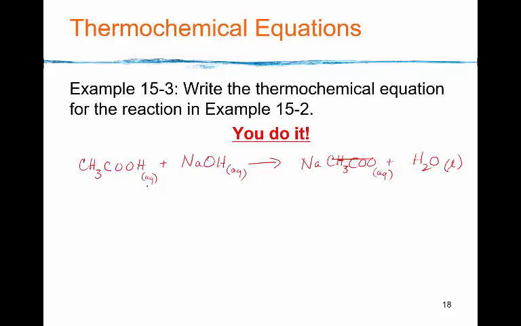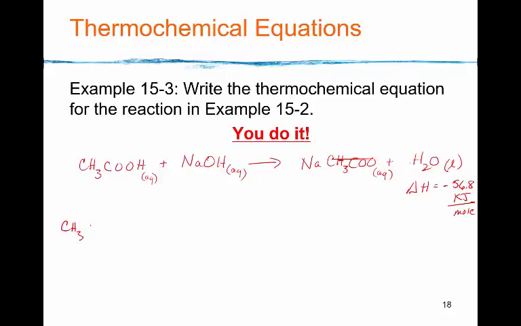Now, what else do I need to be able to write on here for it to actually be a thermochemical equation? I need to add the energy. And the energy for this particular equation was a negative 56.8 kilojoules per mole. Now remember, let me write it all on one line so it'll be a little bit neater for you so you can see.